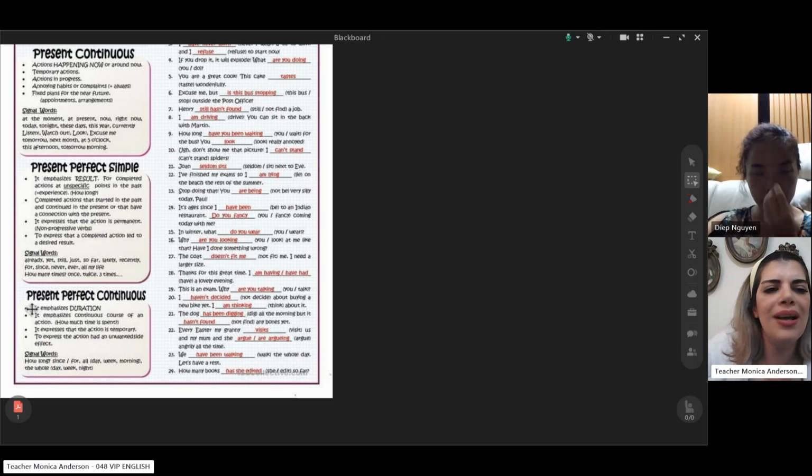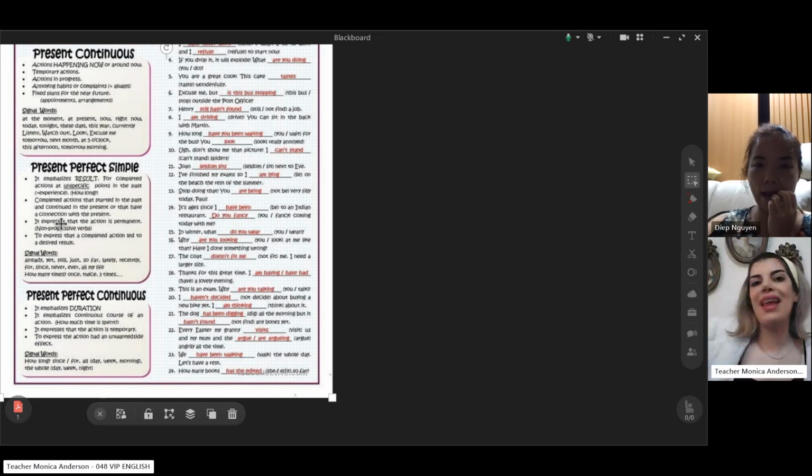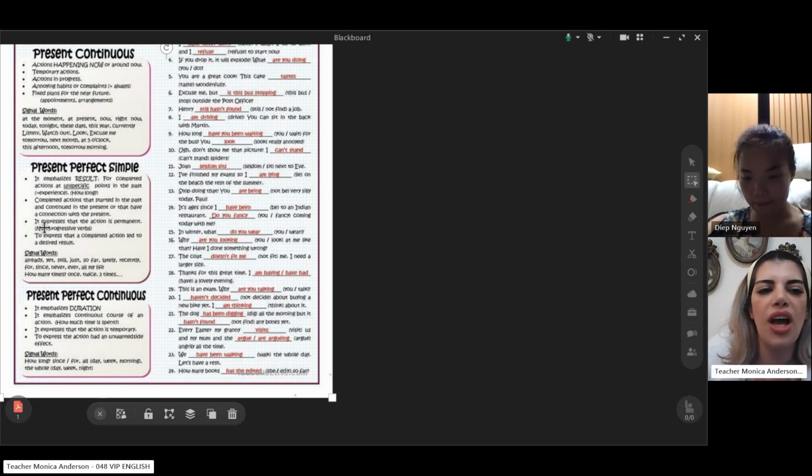And of course, for signal words like how long, since, and for, present perfect continuous and present perfect simple can have them in common. For example, since and for can be the same. But when we have yet, already, still, or so far, they mean that we need to use present perfect simple. So these signals are important. Already, yet, still, just, so far, lately, recently, for instance, and never, ever, all my life. This is permanent, all my life. And for example, how many times? Once, twice, or three times. They are the signal words of present perfect simple.